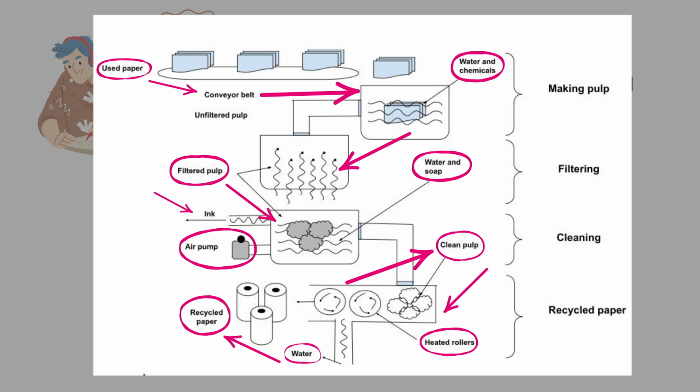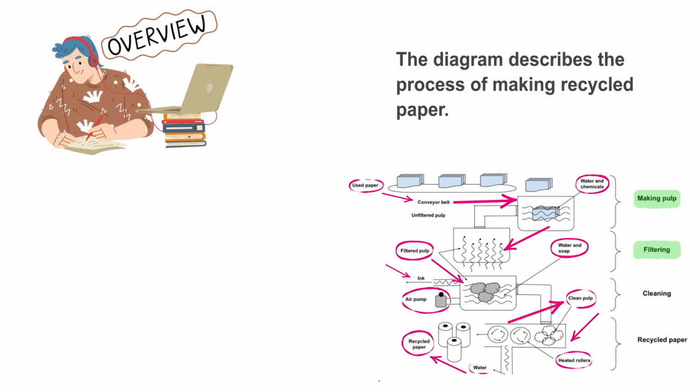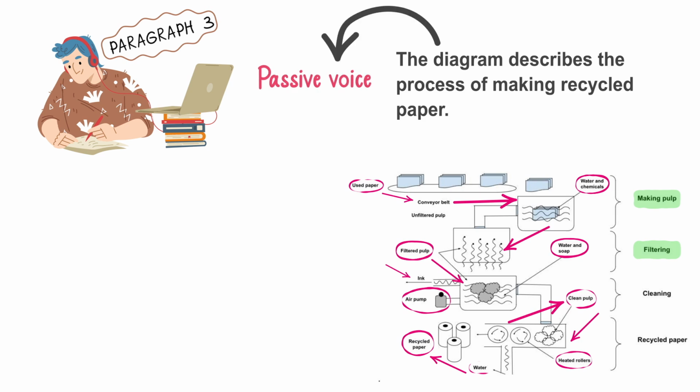Now, what we are going to do here is that in our 3rd paragraph, or our first body paragraph, we are going to talk about the first 2 stages, making pulp and filtering. We can start something like this. Something important in writing our process diagram is that you have to use passive voice instead of active. So passive voice is very important. You have to be well informed. You have to know well how to write passive sentences. So this is what we are going to do here, and you will see that I'm going to write as many passive sentences as possible.